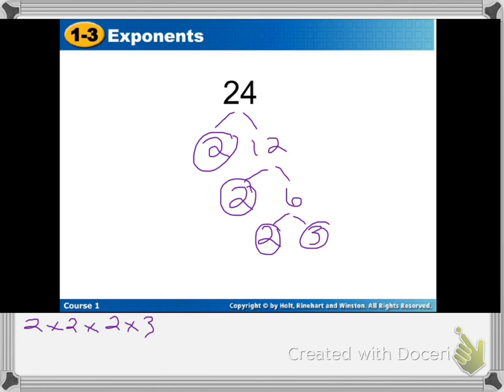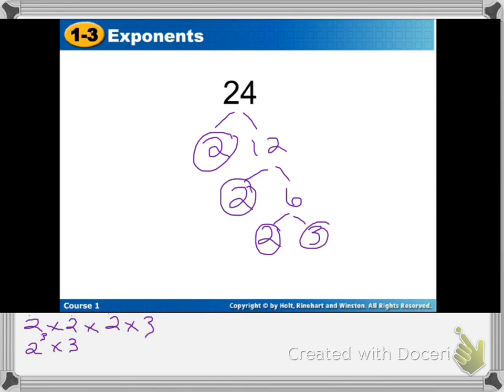2 times 2 is 4. 4 times 2 is 8. 8 times 3 is 24. So you see how we're using what we did yesterday. Now that I have this in factor form, I'm going to write it in exponential form. I'm going to start with a 2 because that's my first factor. And I have 1, 2, 3 2's. So my exponent is 3, so it's 2 to the 3rd power times 3.